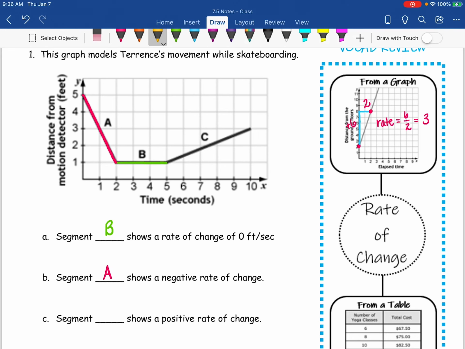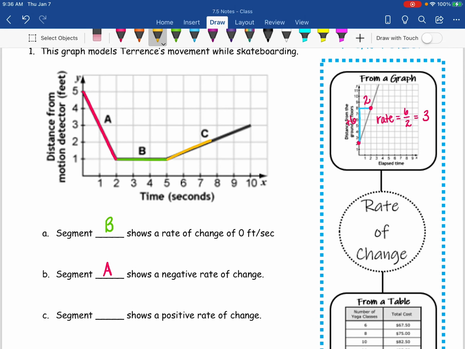Similarly, we can look at segment C. Segment C from left to right is going up the page. So that means there is a positive rate of change for segment C.